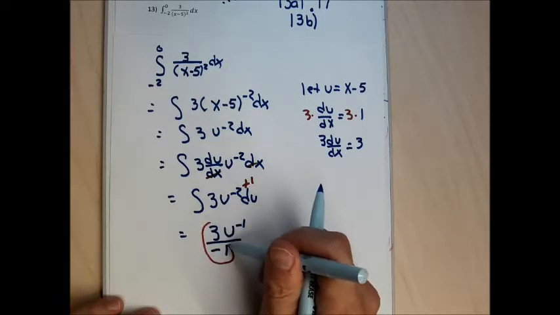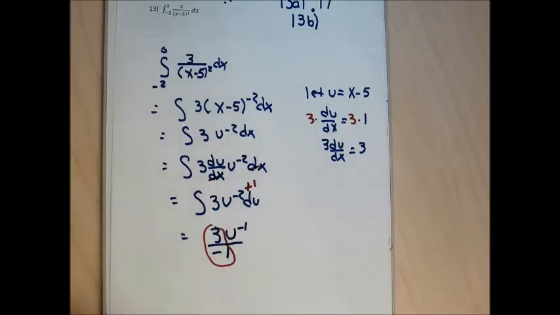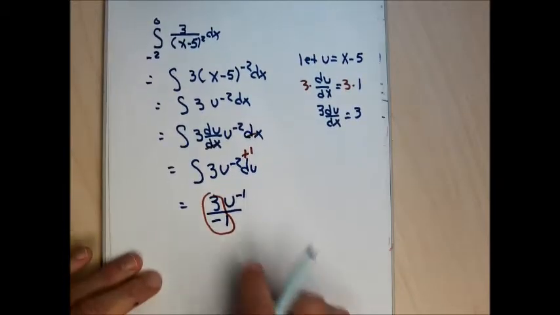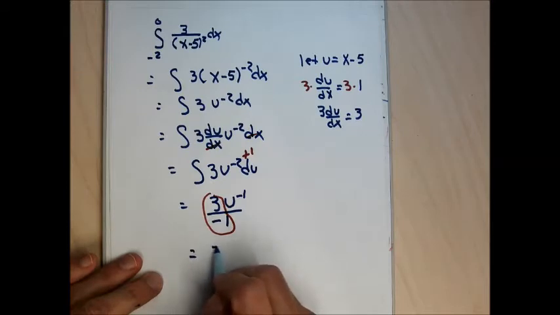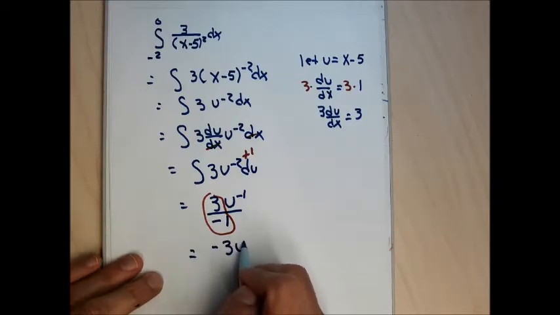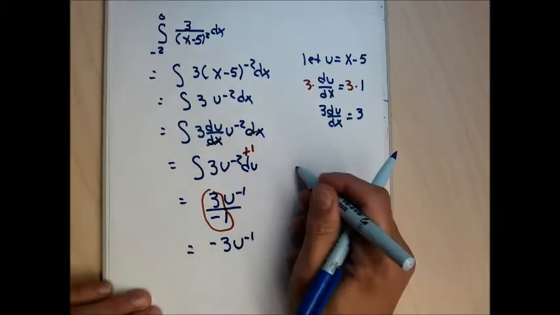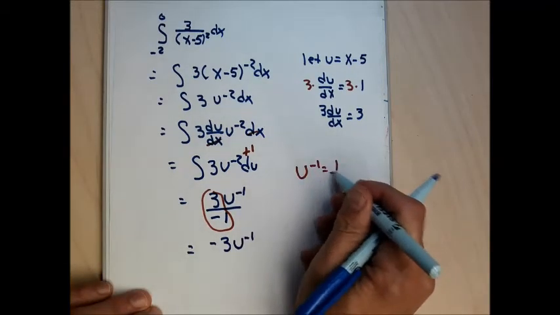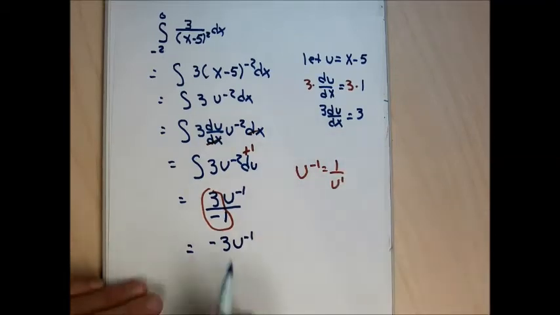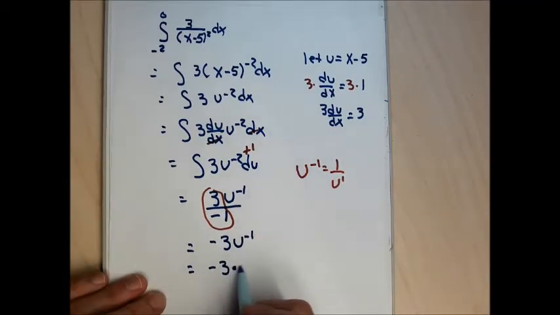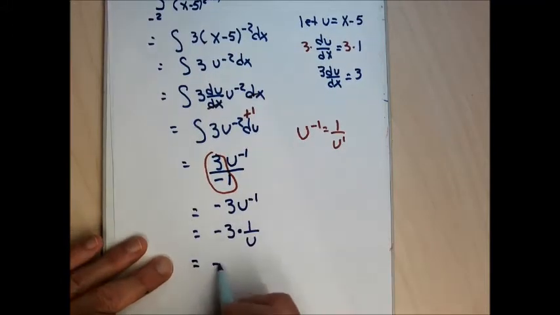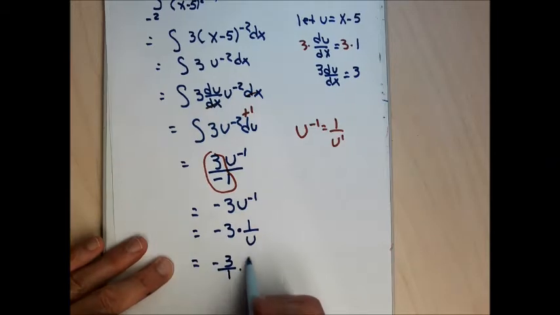I'm not going to need the c's because I'm going to eventually plug numbers in and the c's would cancel out. I'm going to divide that fraction. 3 divided by -1 is -3. So I get -3 u to the -1. I'm going to change the u to the -1 to 1 over u to the first. So I can rewrite this as -3 times 1 over u to the first. And this is really -3 over 1 times 1 over u. And that's -3 over u.